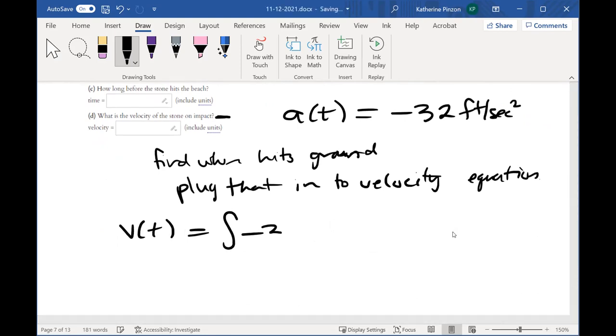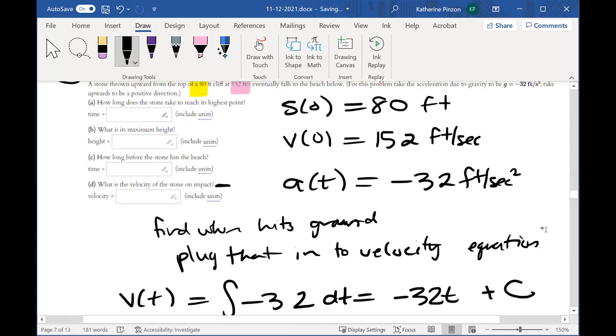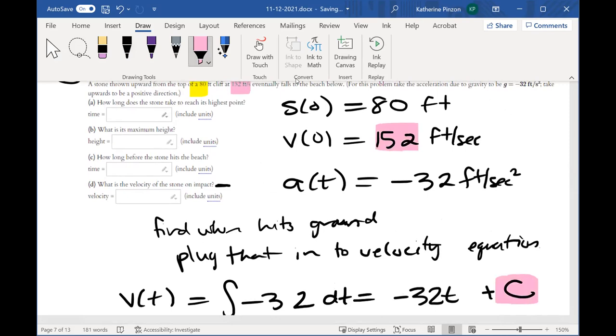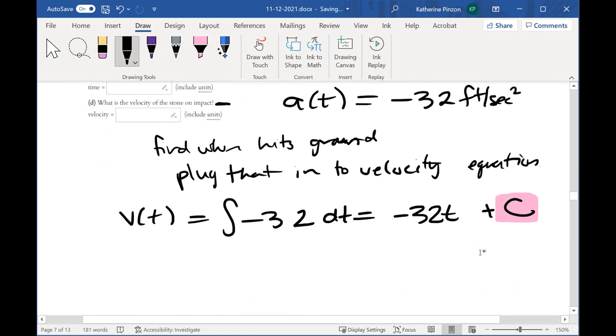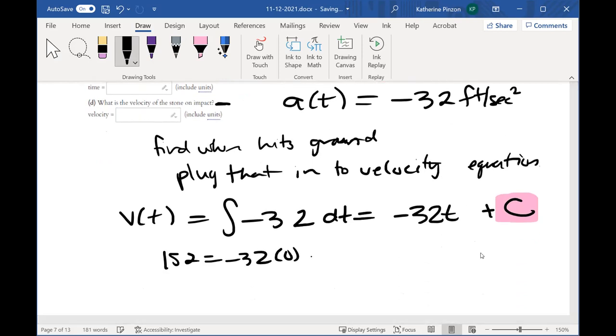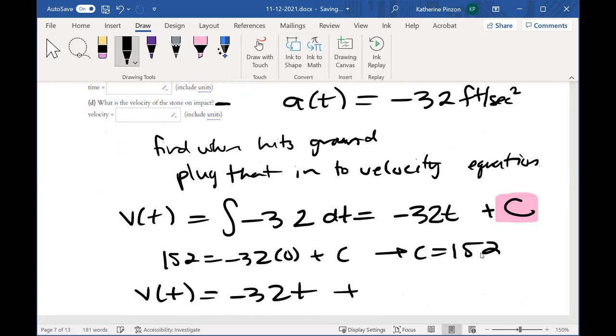Velocity is the antiderivative of acceleration, which is -32t plus c. Okay, we knew that the velocity when we started at time 0 was 152. So that's going to tell us that c is 152 in this case, right? 152 is negative 32 times 0 plus c. C is 152. So velocity is negative 32t plus 152.